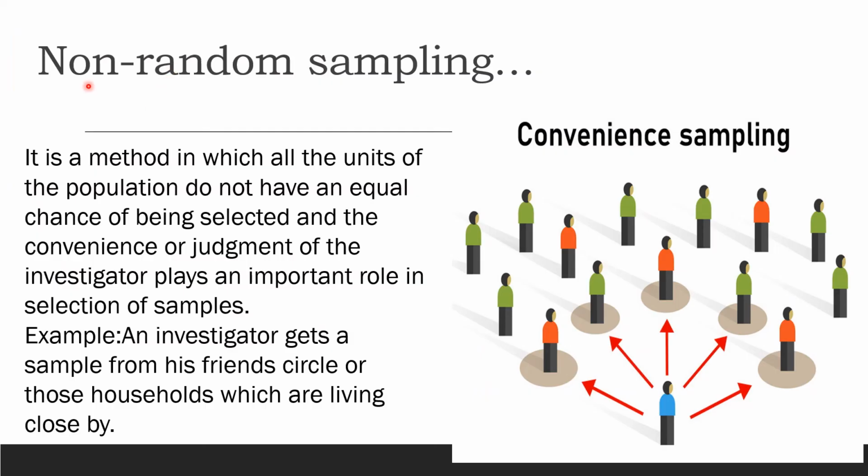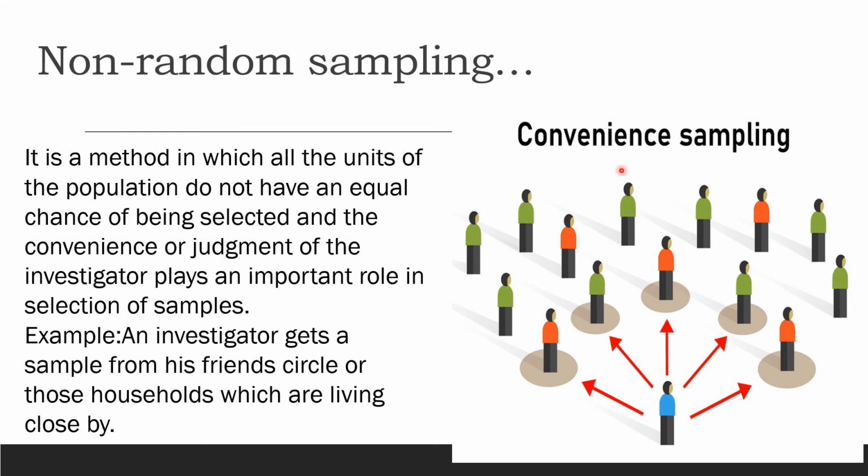And here we are with non-random sampling. What is non-random sampling? It is a method in which all the units of the population do not have an equal chance of being selected. And the convenience or judgment of the investigator plays an important role in the selection of samples. So all of these people don't have an equal chance of being selected. So there is some level of biasedness, or rather the sample is drawn out of convenience.